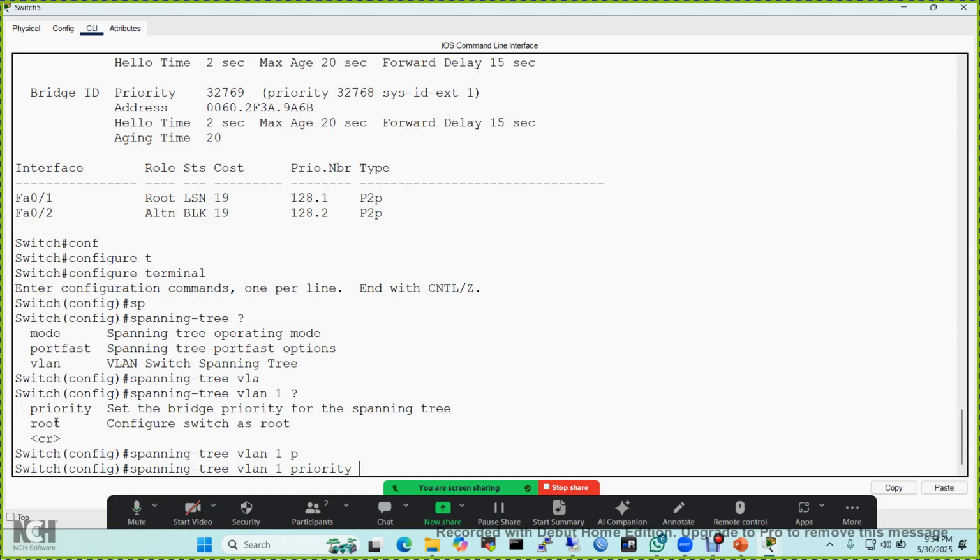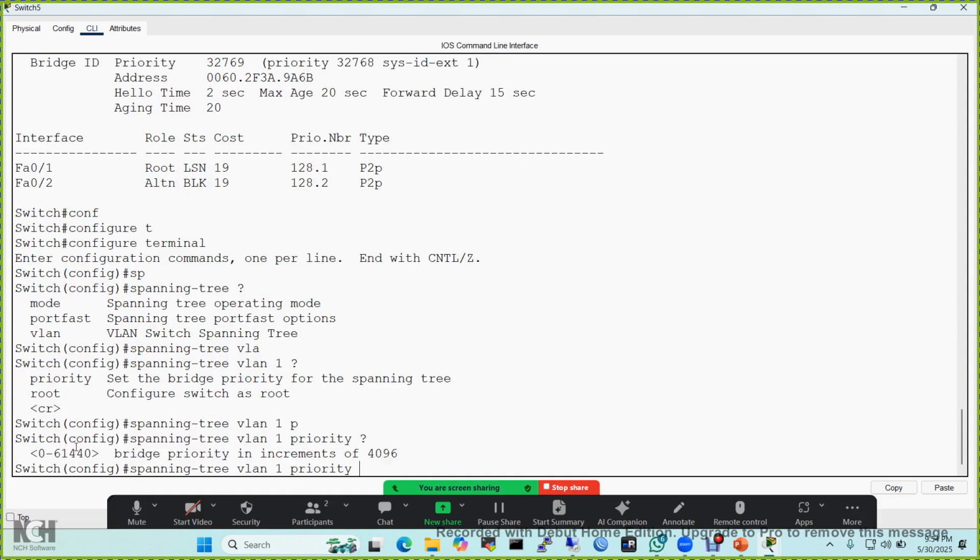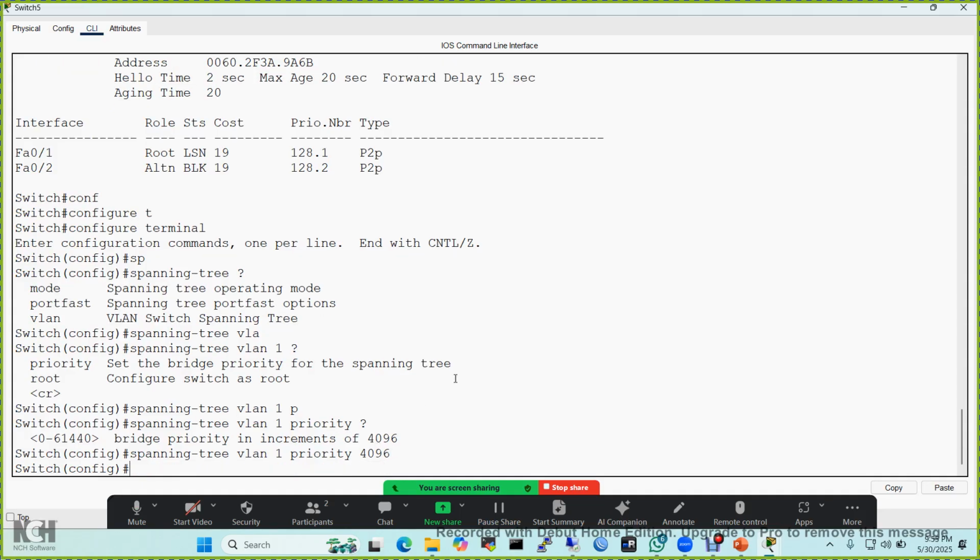What could be the priority number? Let us give 0. I can make it 0 also, but you should remember that the priority number can only be an increment of 4096. If you multiply with 0, it will be 0. If you multiply with 1, it will be 4096. If you multiply with 2, it will be 8192, something like this. I can also give 0, but I am giving 4096.